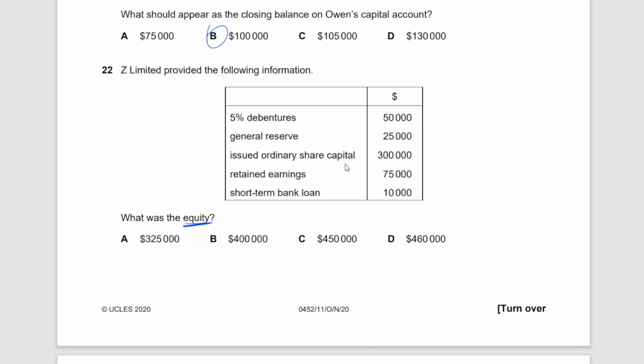These are the investments. So debentures, liability, not involved. General reserve, yes, that is part of equity. That belongs to the owners. Issued share capital belongs to the owners. Retained earnings belongs to the owners. Loan is a liability. So that is equity. 30 plus 400. Okay, let's move on.